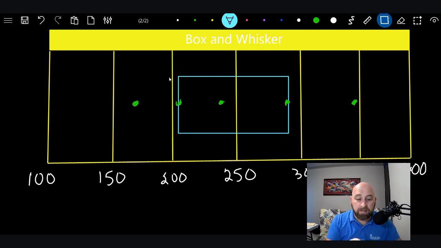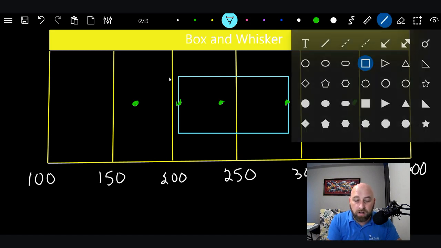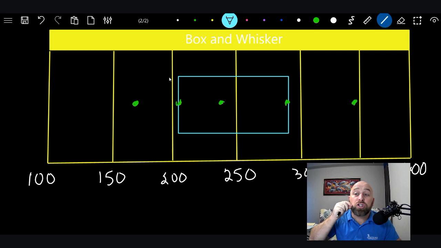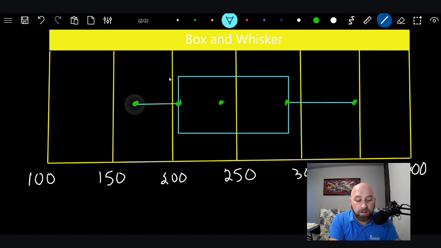There's the box. Now, what are the whiskers? The whiskers are like whiskers on a cat. Like these are whiskers, okay? Mine don't grow like a cat, but a cat has whiskers sticking out. So you go to this third quartile and go to the maximum point. Then you go to your first quartile and go to your minimum point, okay? So those are your whiskers sticking out.